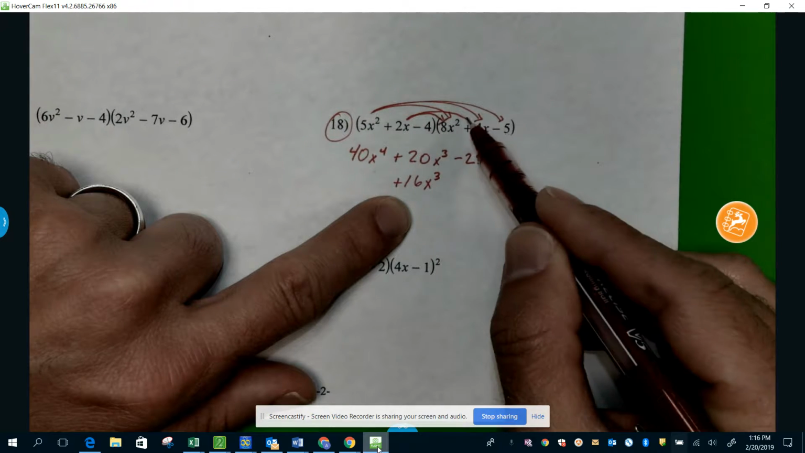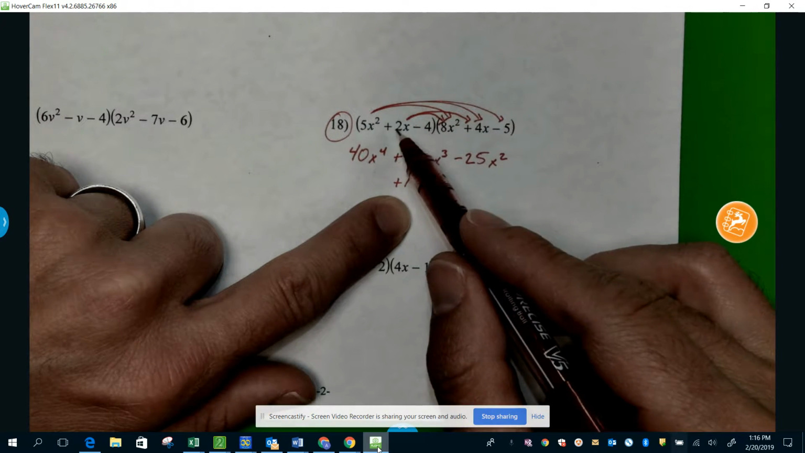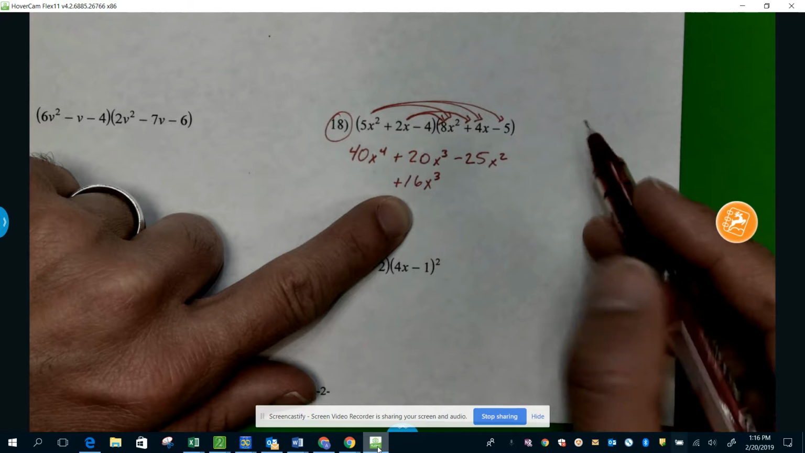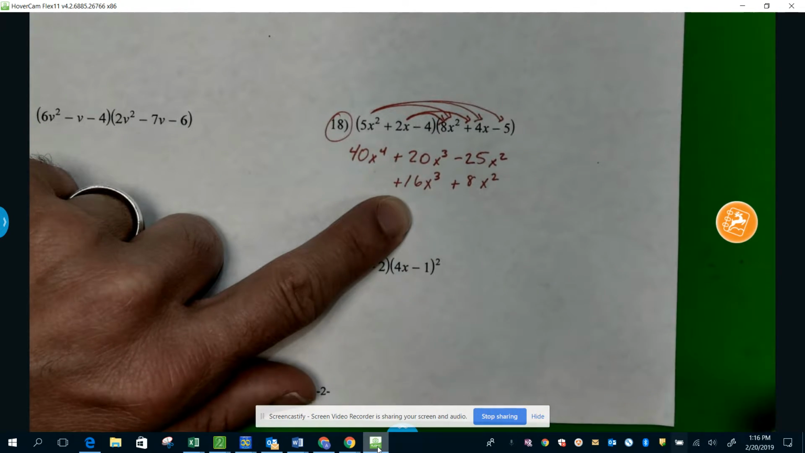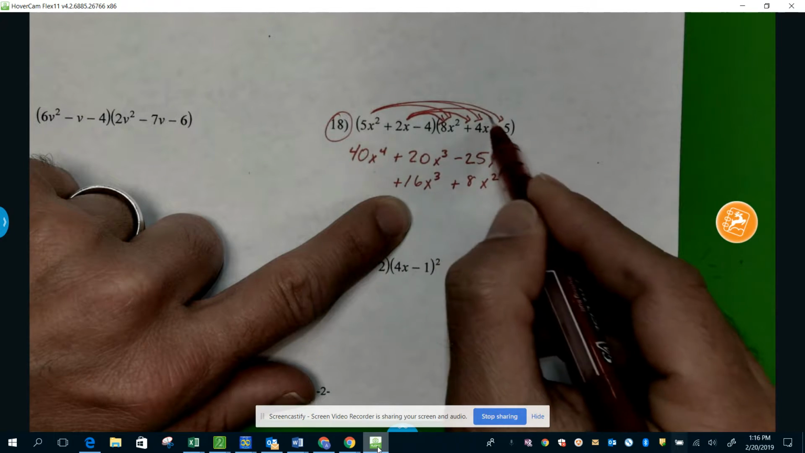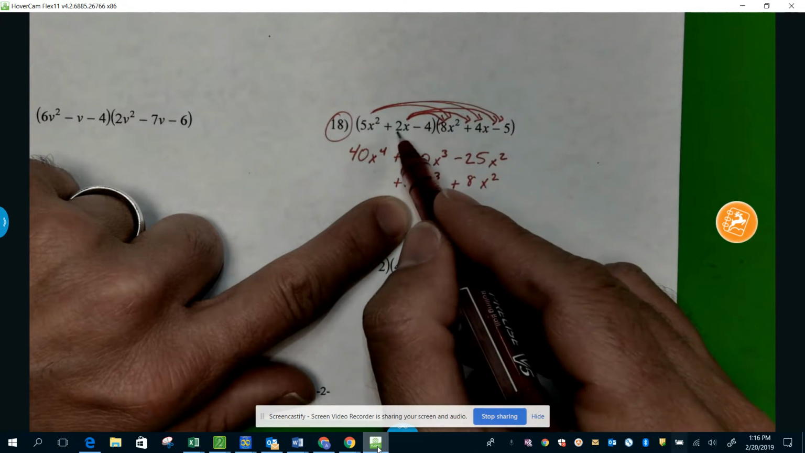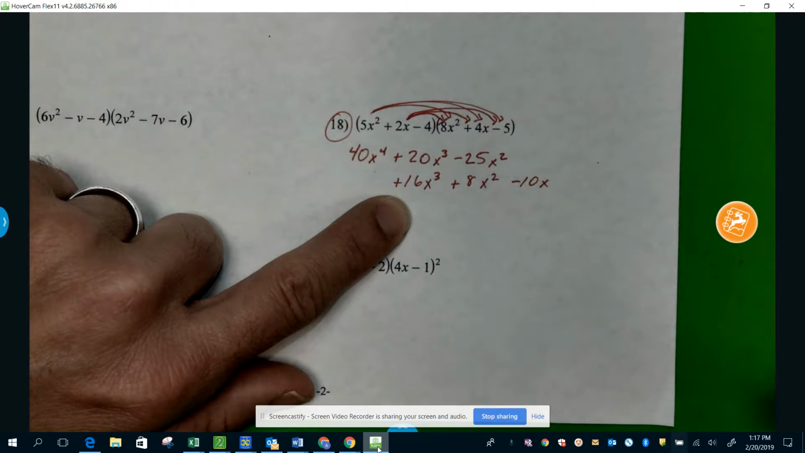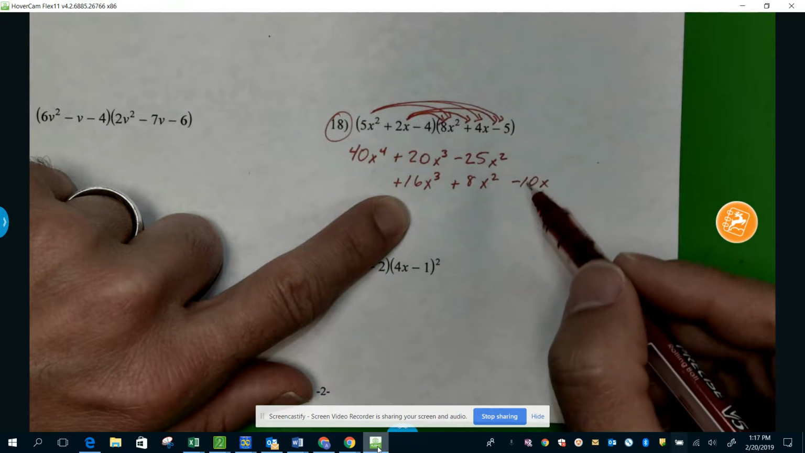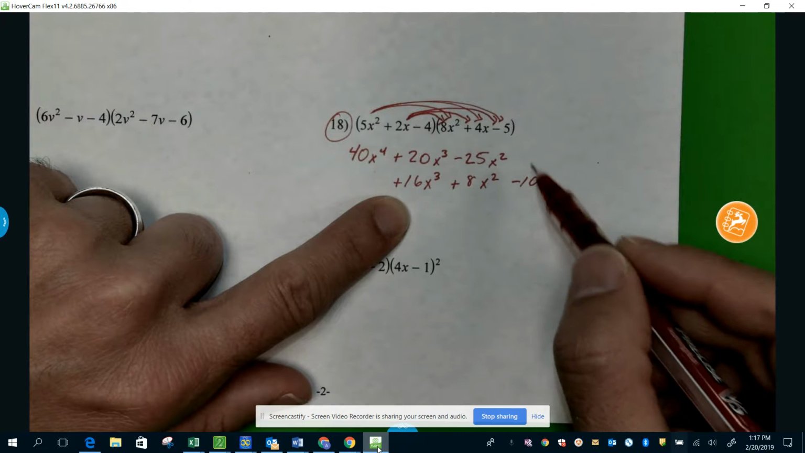2x times 4x. 2 times 4 is 8. X times x is x squared. So that's positive 8 x squared. So I line up the x squareds together. And now I got to go 2x times negative 5. 2x times negative 5 is negative 10x. Since the top row didn't have any x's, the negative 10 hangs out by himself.